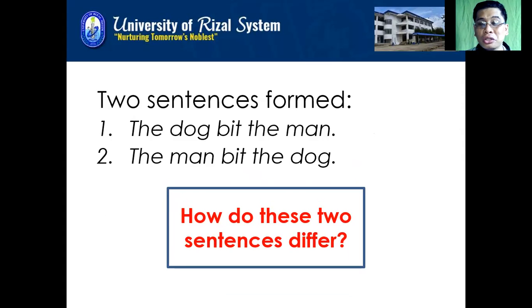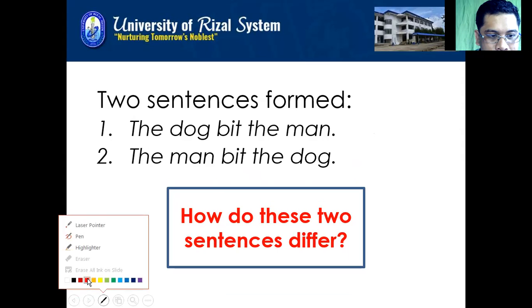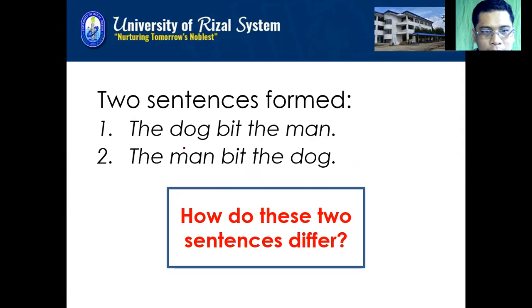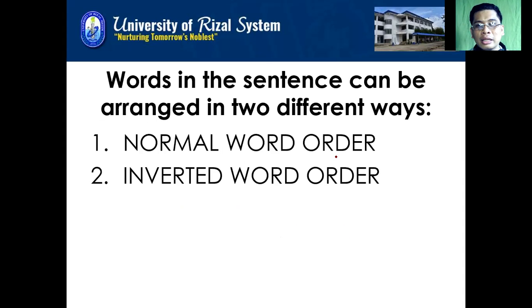Okay, so if we look at it, there are parts of the sentence that are very apparent. We have the dog, which is the subject of the sentence, and then we have beat, which is the verb, and then we have the man, which receives the action. Okay, so all these things will be mentioned as we go through our lecture.